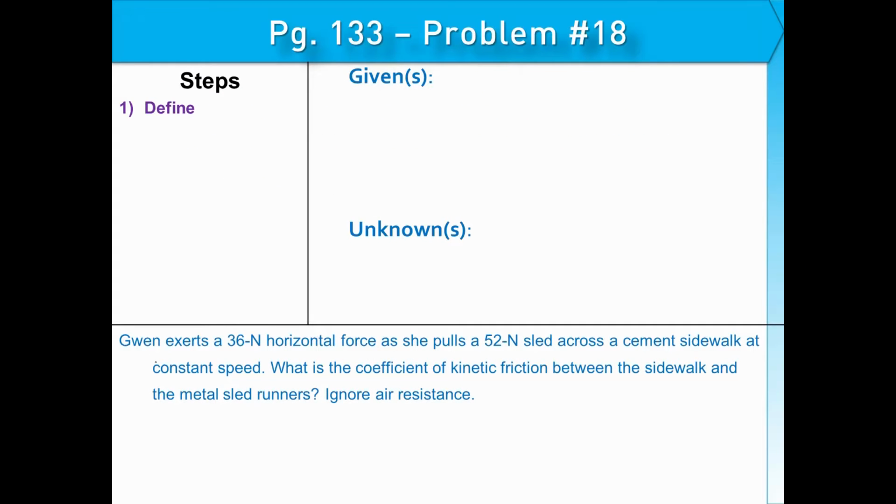So in this problem, Gwen exerts a 36 Newton horizontal force. Because she's exerting some kind of force, this is also my force applied, as she pulls a 52 Newton sled. So this is the weight of the sled across a cement sidewalk at constant speed. The constant speed part will help us determine some more givens for us.